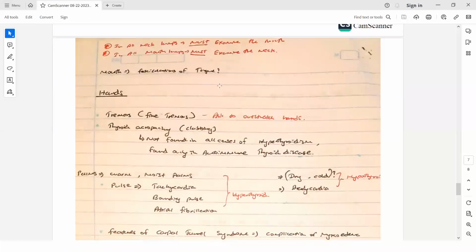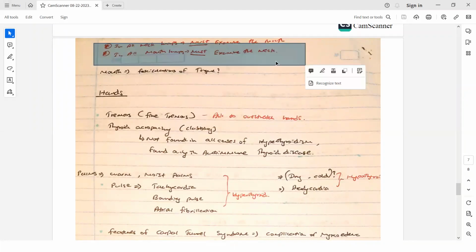You can check the mouth for fasciculations of the tongue. And remember this rule, okay? In all the neck lumps, you must examine the mouth. In all the mouth lumps, you must examine the neck.